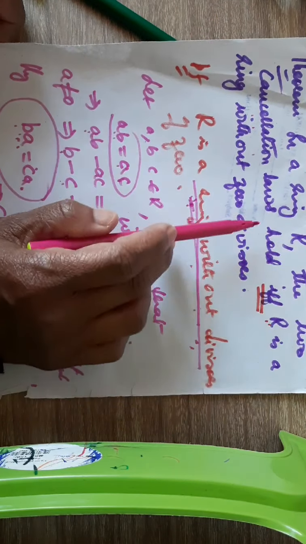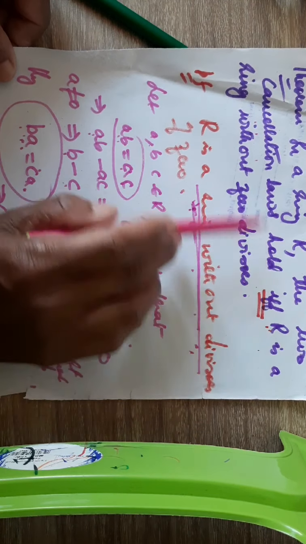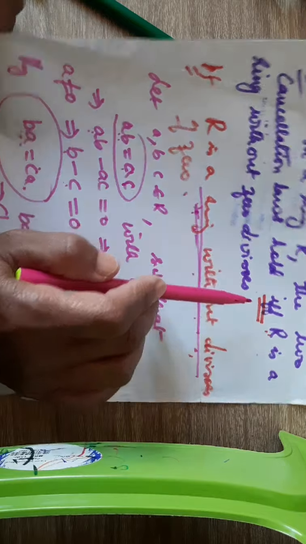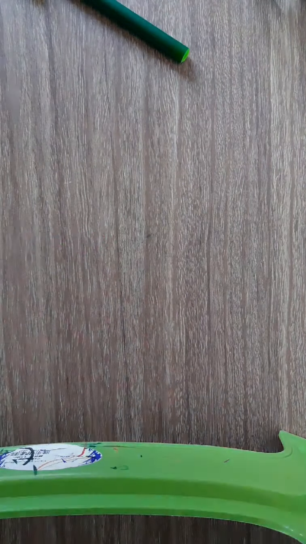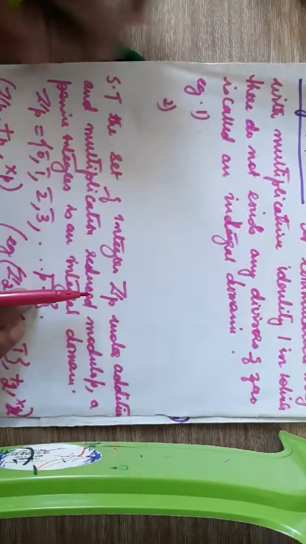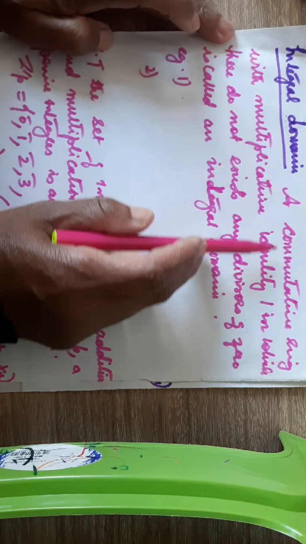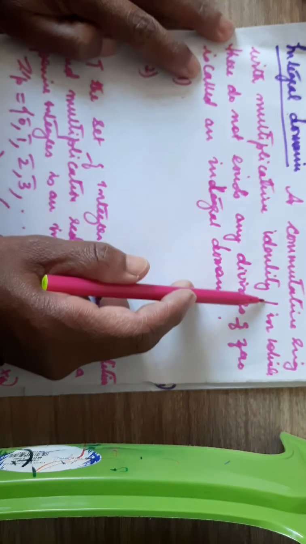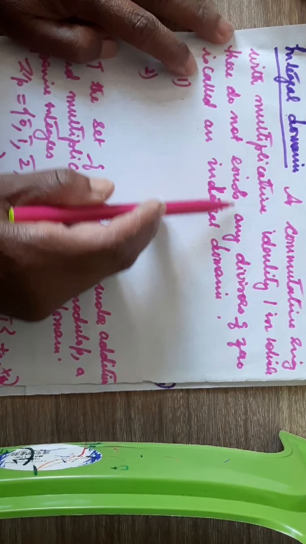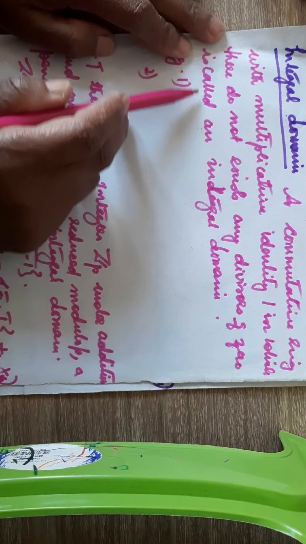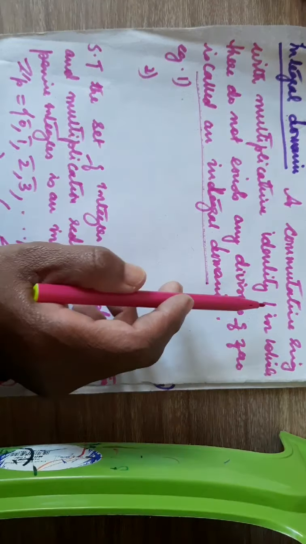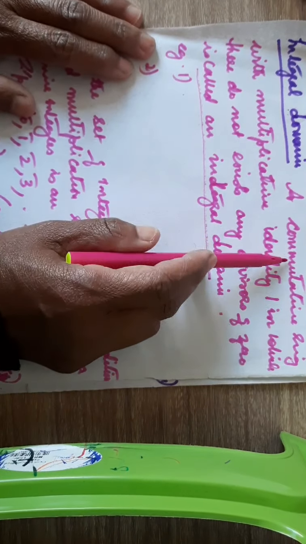In a ring R, the two cancellation laws hold if and only if R is a ring without 0 divisors. Now next, let me come to integral domain. Definition of integral domain: a commutative ring with multiplicative identity 1 in which there do not exist any divisors of 0 is called an integral domain. That means, first of all, a ring should be a commutative ring.